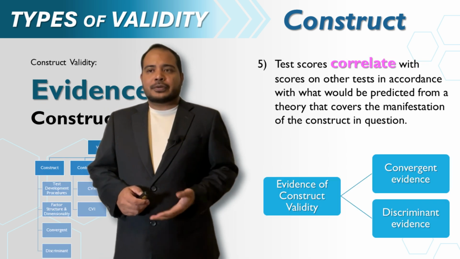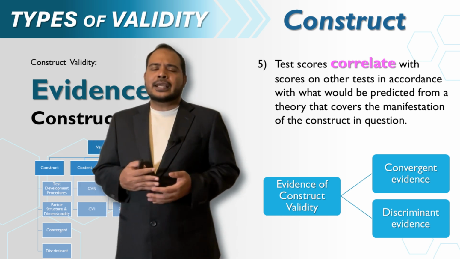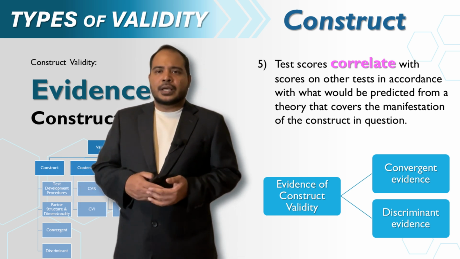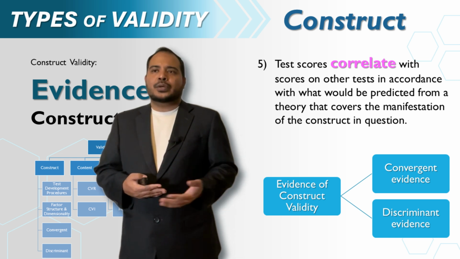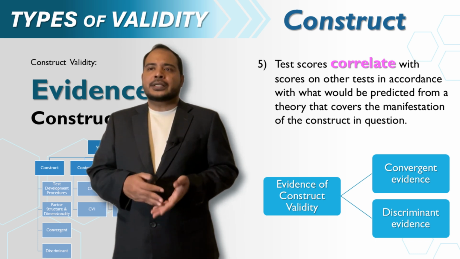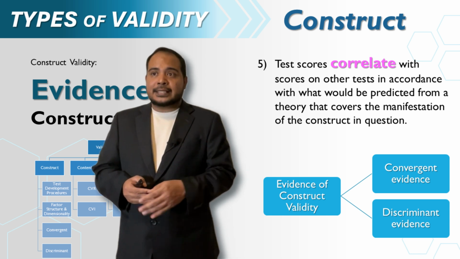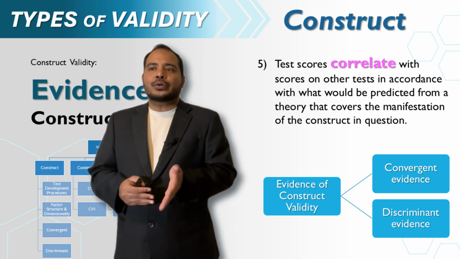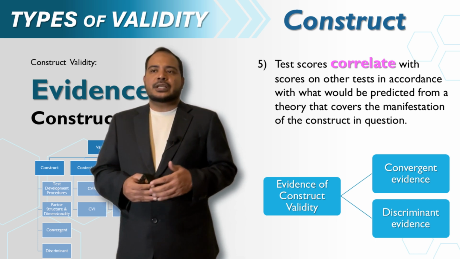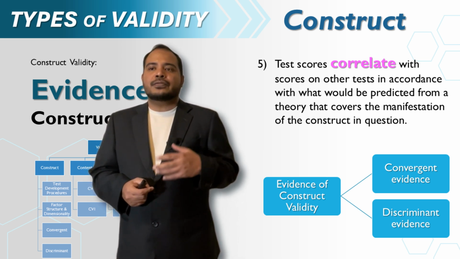So, another two types of validity relate to the methods where we try to find the evidence, which is the correlations. If you go through Cohen 2022, the fifth evidence of construct validity, as mentioned by Cohen, is that test scores correlate with scores on other tests in accordance with what would be predicted from a theory that covers the manifestation of the construct in question. So this also can be considered construct validity.